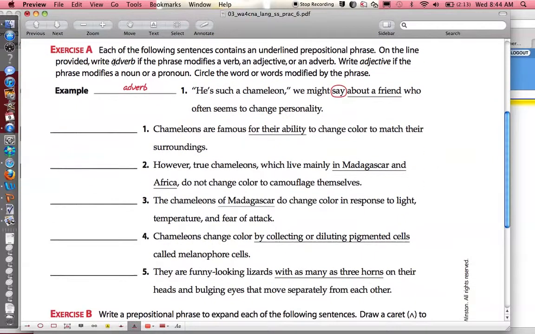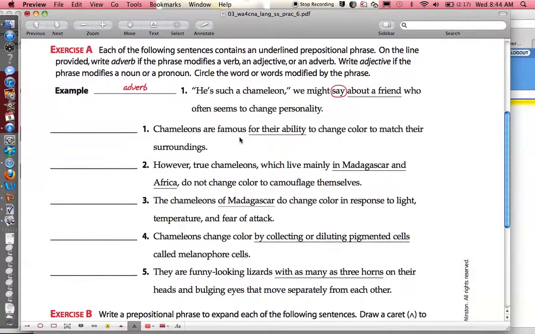Read the directions. Each of the following sentences contains an underlined prepositional phrase. On the line provided, write adverb if the phrase modifies a verb, an adjective, or an adverb. Write adjective if the phrase modifies a noun or a pronoun. Circle the word or words modified by the phrase. So I have limited ability to write on this, so I'm not going to be writing them in, but you write them in on your worksheet as you follow along. So let's read through the first one.